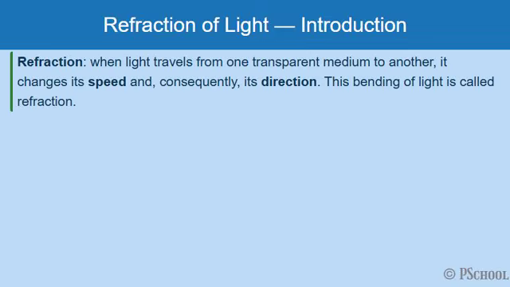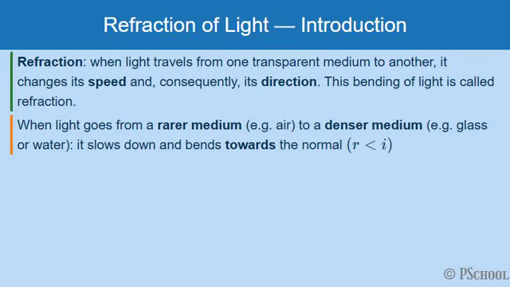Refraction is the bending of light when it travels from one transparent medium to another. It happens because light changes its speed at the interface. When light enters a denser medium, for example, from air into glass, it slows down and bends towards the normal. The angle of refraction is less than the angle of incidence.